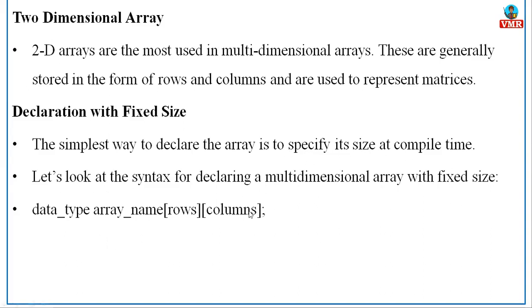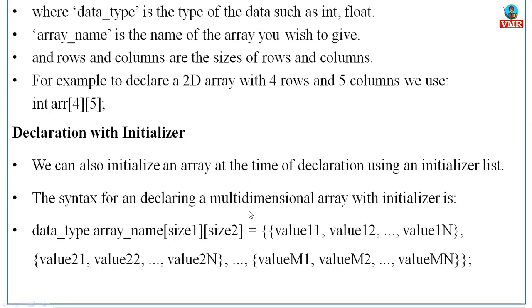Let us look at the syntax, which is what we have seen just now. The data type is the type of the data, such as int or float. For the values you want to store, you give the data type, array name, and the sizes of the rows and columns. For example, you can declare it like this: int array of 4, 5. Always remember that the first box is rows and the second box is columns, right?